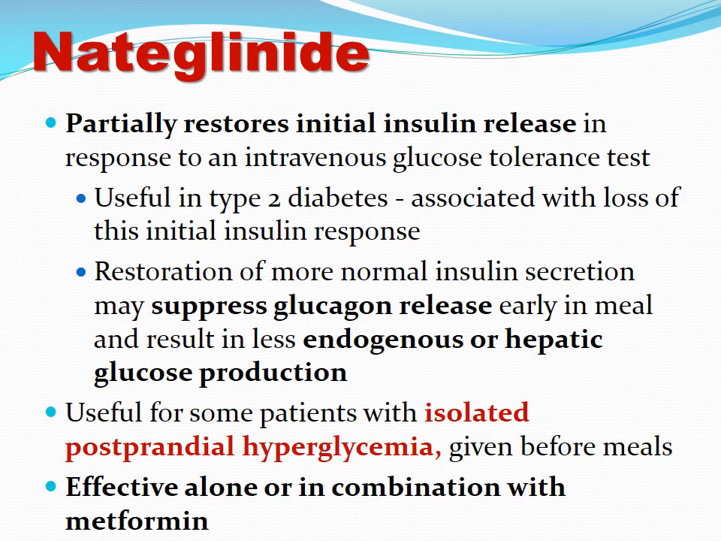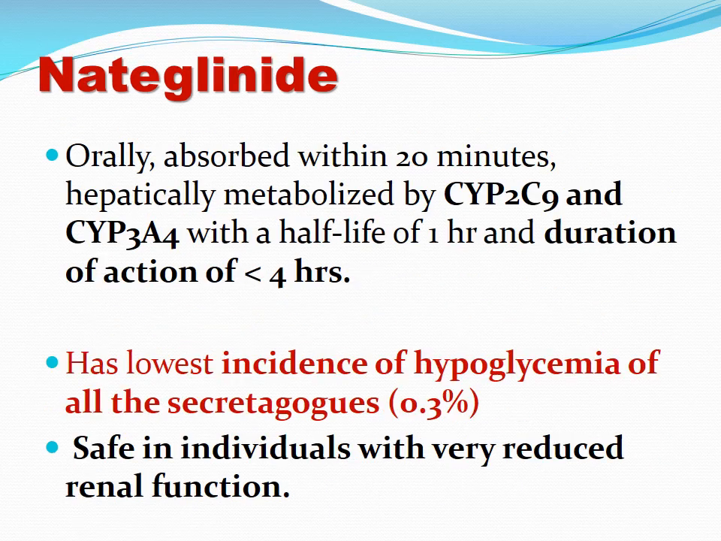Useful in type 2 diabetes associated with the loss of initial insulin response. It also results in restoration of more normal insulin secretion, and may suppress glucagon release in the early meal, resulting in reduced endogenous or hepatic glucose production. Useful in some patients with isolated postprandial hyperglycemia when given before the meals. The drug is effective when used alone or in combination with metformin.